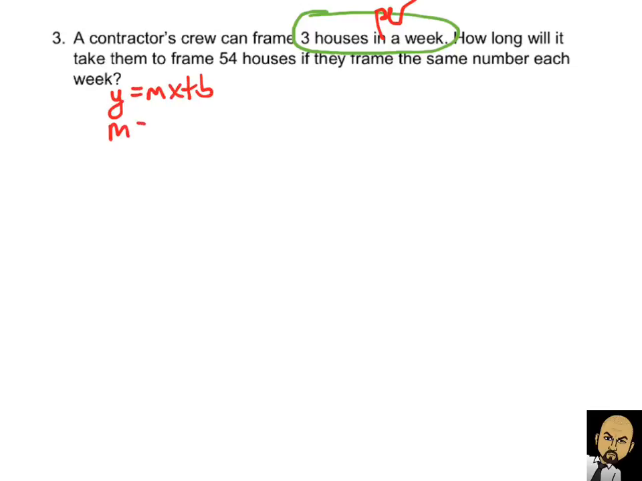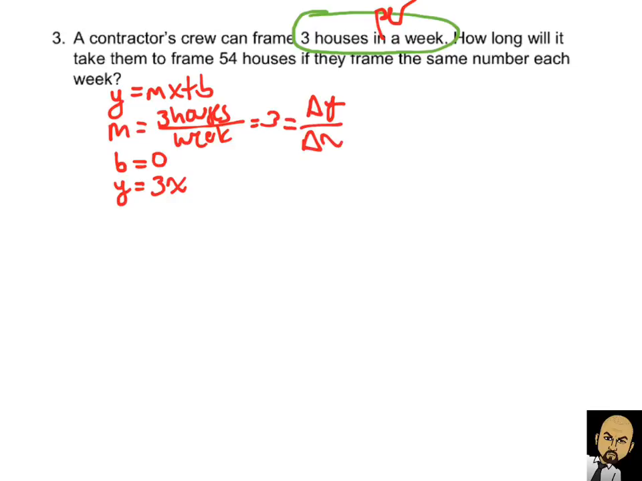So we need to find the equation in the form of y equals mx plus b. So our slope, our unit rate, is 3 houses per week, and so our slope is 3. Our y-intercept is our initial value. Well, what's our initial value? In this case, our initial value is 0 because they don't start off with any houses. And so the equation is y equals 3x, which is a proportional relationship.